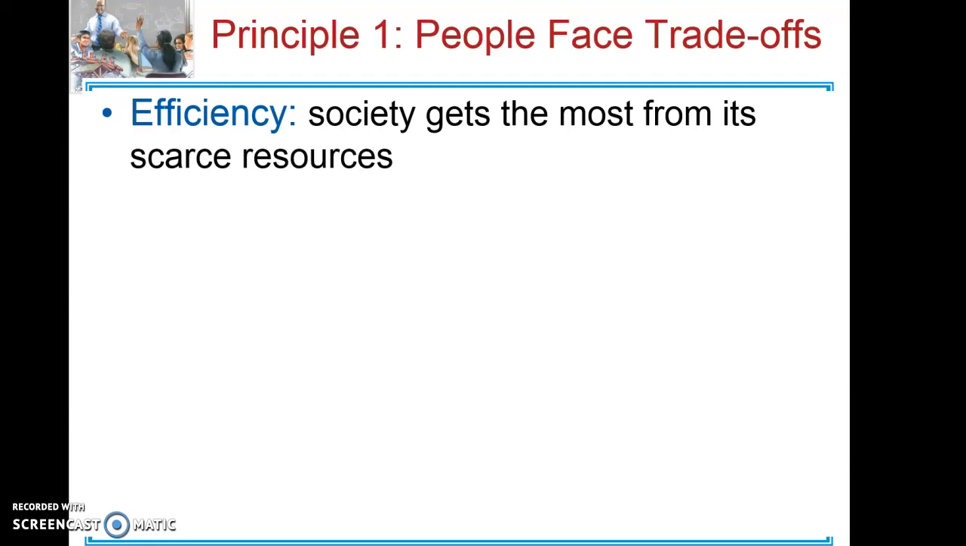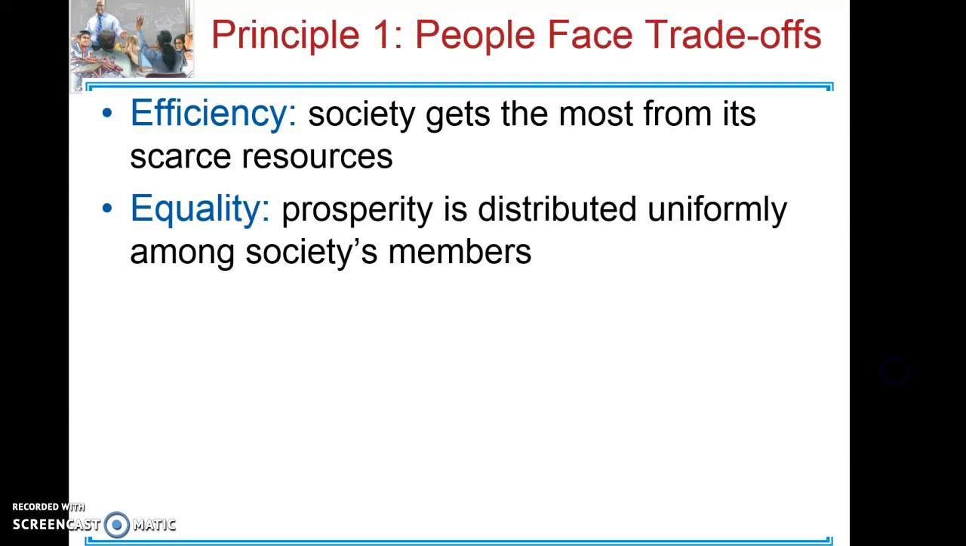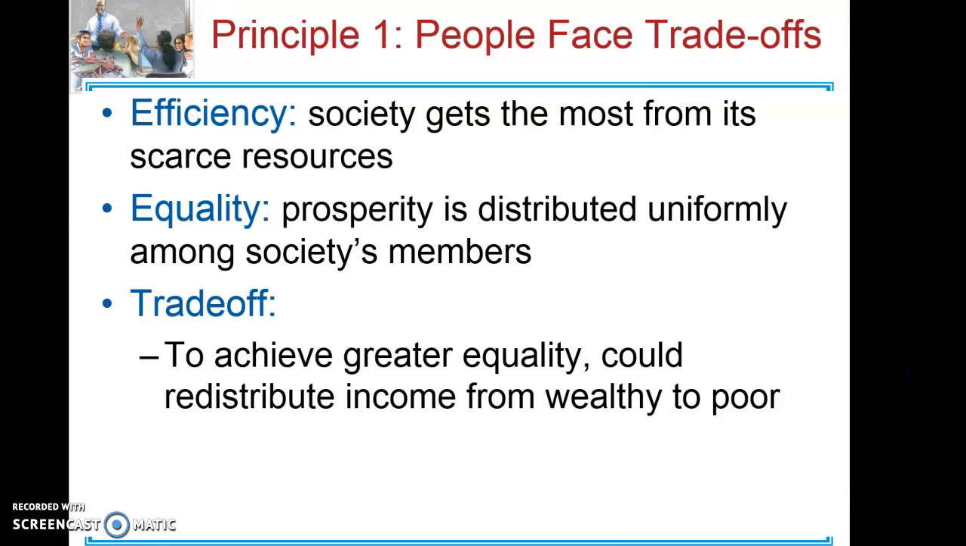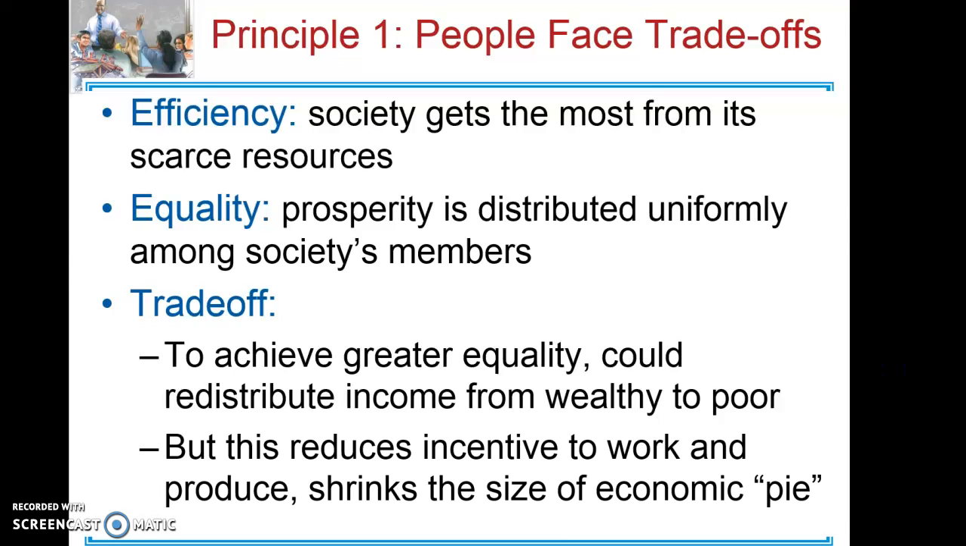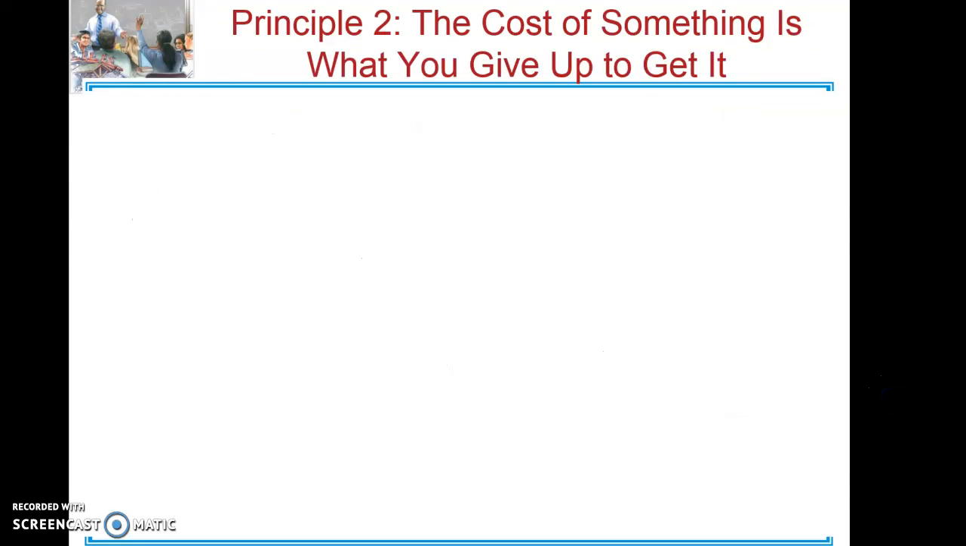Efficiency means society gets the most from its scarce resources. Equality means prosperity is distributed uniformly among society's members. There's a trade-off. To achieve greater equality, we could redistribute income from the wealthy to the poor, but this reduces the incentive to work and produce, and shrinks the size of the economic pie.